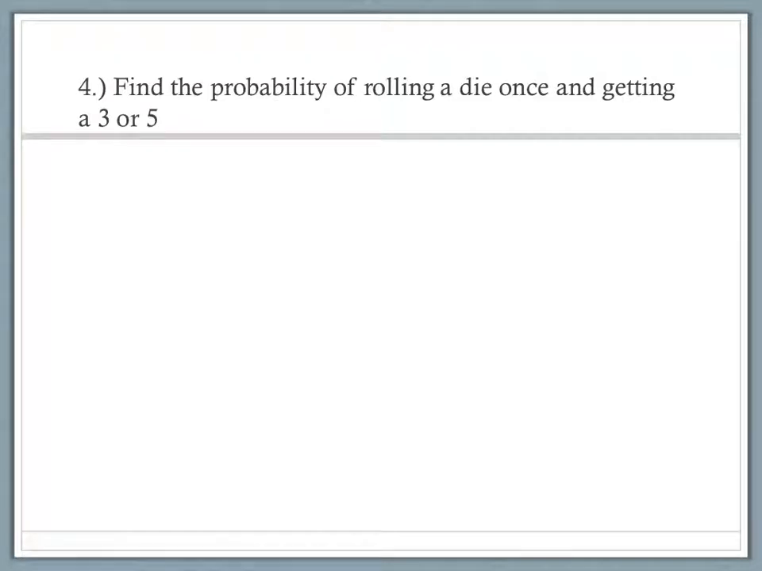Now find the probability of rolling a die once and getting a 3 or a 5. We're only rolling it once. There's a 3 and a 5. I have 2 chances if I'm trying to get one of those 2 numbers out of 6, which is 1/3, or 0.3 repeating.